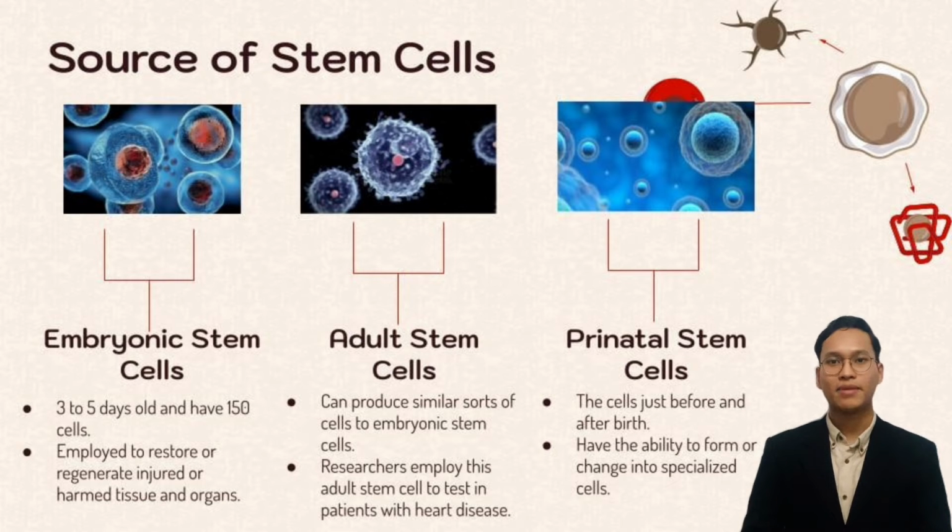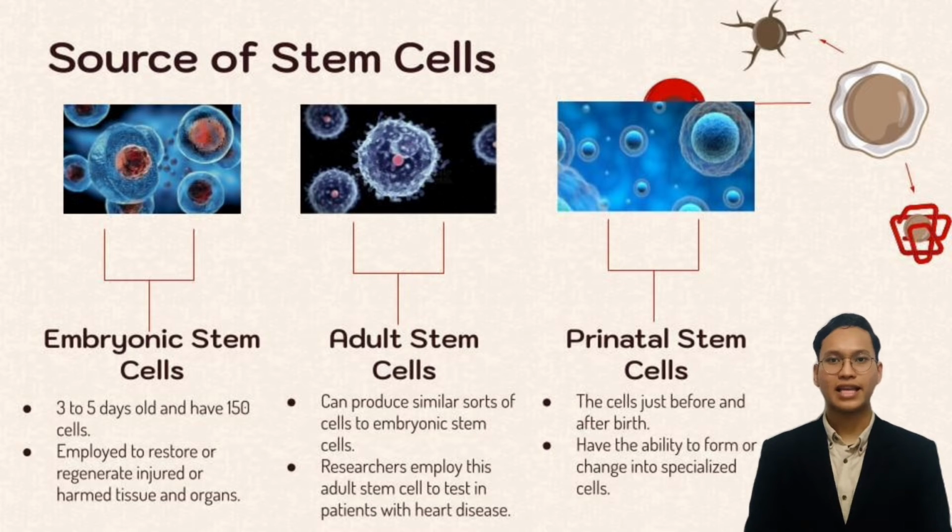Embryonic stem cells can be employed to restore or regenerate injured or harmed tissue and organs, since pluripotent stem cells have this ability. Researchers hypothesize that adult stem cells can produce similar sorts of cells to embryonic stem cells, although their level is limited in fat and bone marrow, which have a reduced capacity to produce different body cells. Blood cells can be created in high numbers in the bone marrow. Due to its connection to blood cells, researchers employ this adult stem cell to test in patients with heart disease.